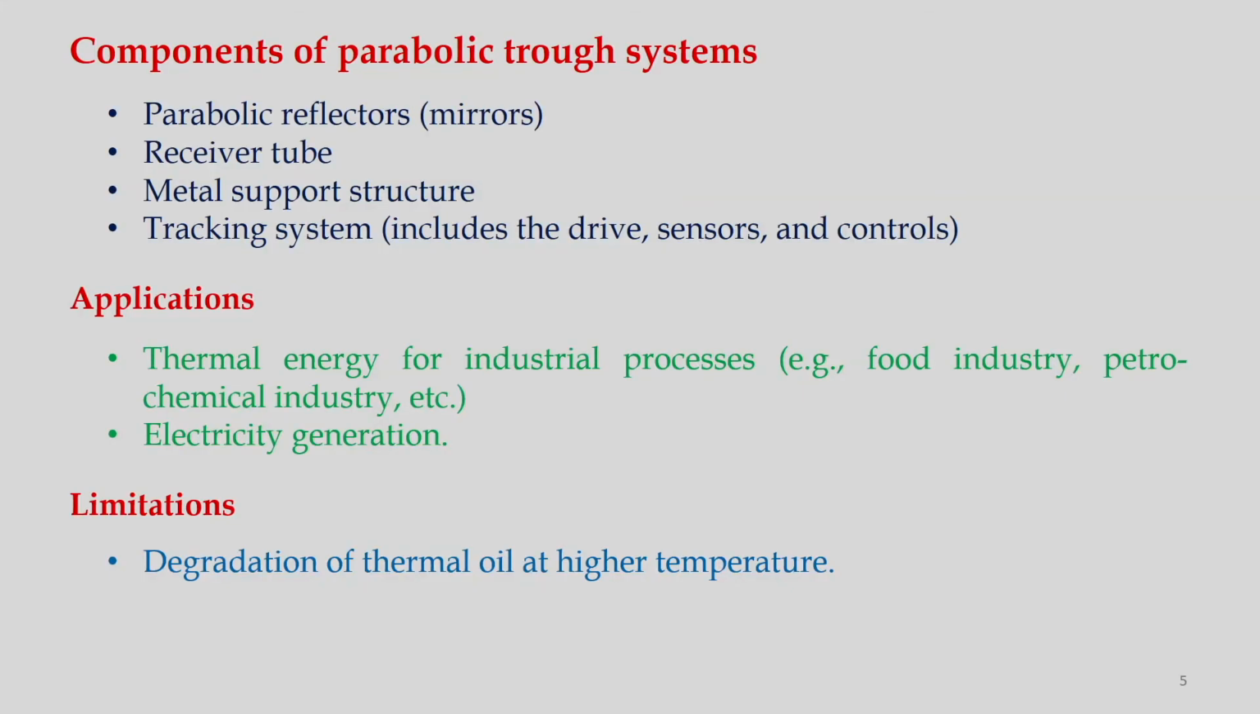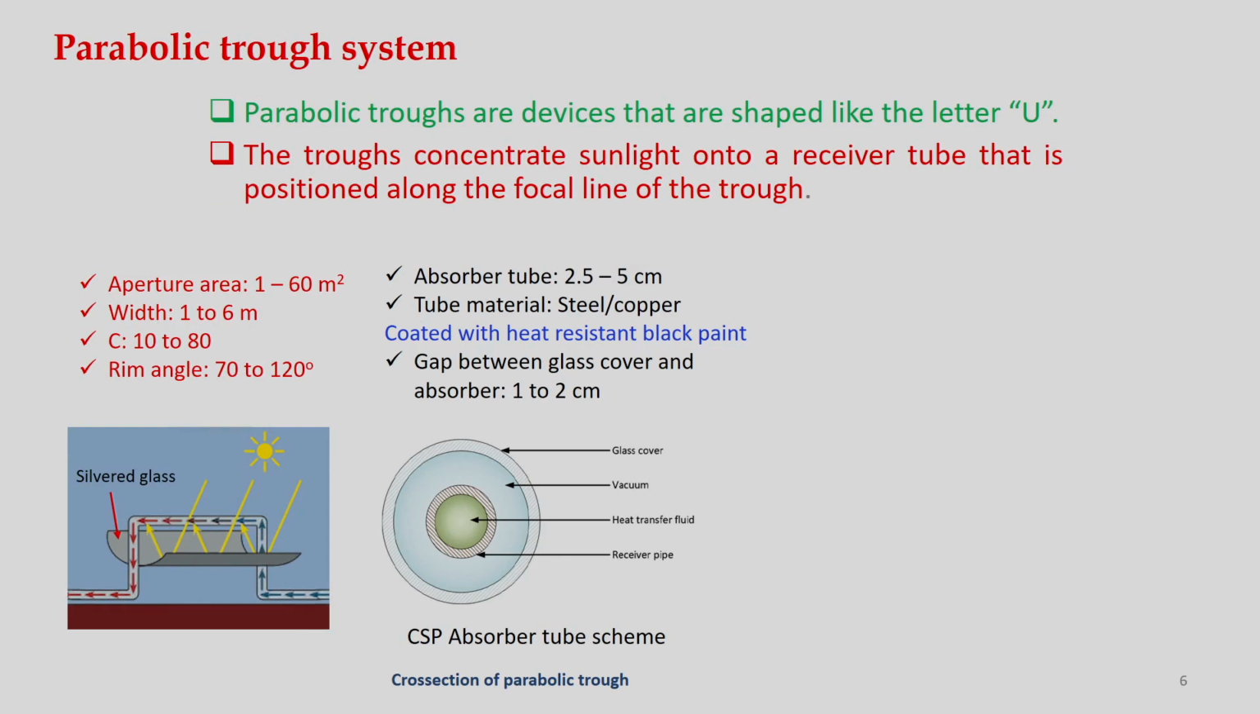The only limitation is that when you use thermic fluid, that fluid degrades with temperature. So, if we have to operate the system for a long time with the same heat transfer fluid, it degrades its capability or heat capacity. So, these parabolic troughs are devices that are shaped like the letter U.